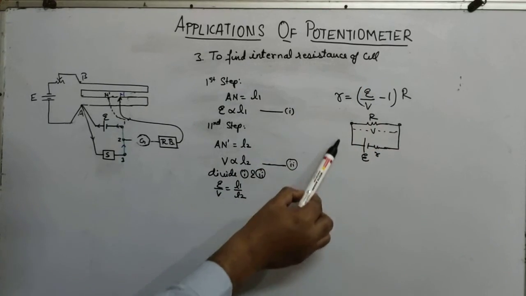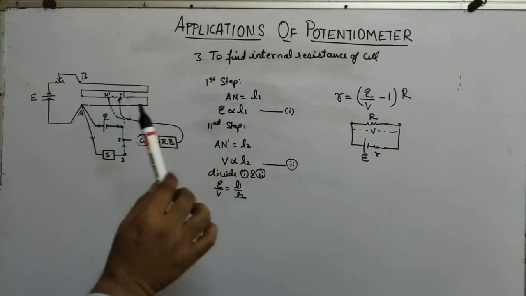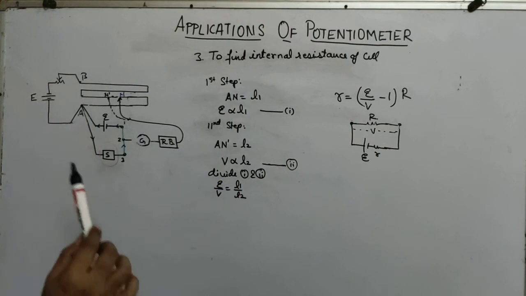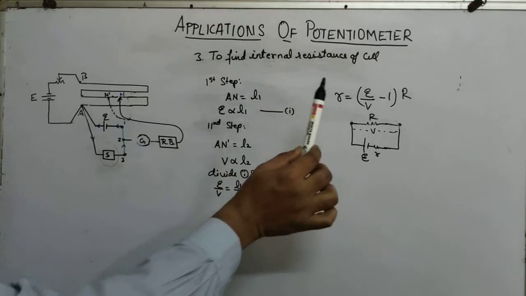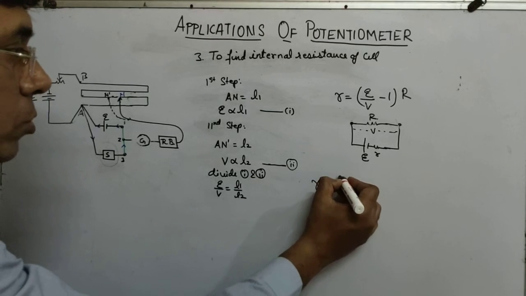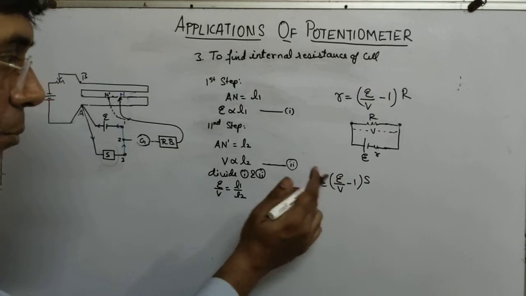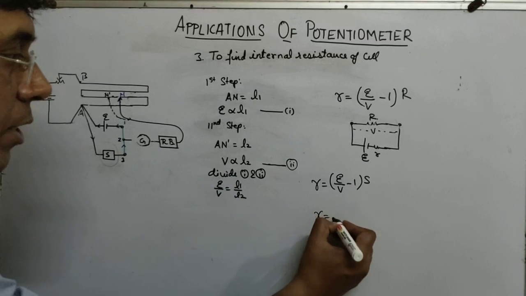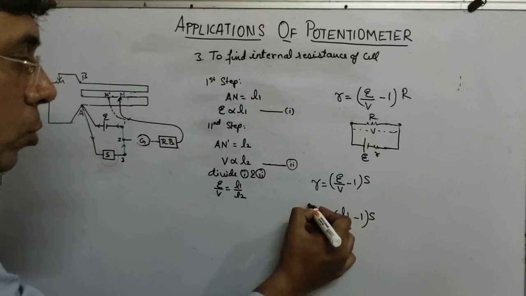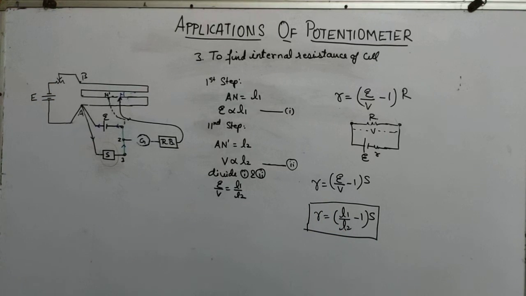Now if you compare this circuit with this one, you'll find it exactly the same. Just instead of an R over here, this external resistance R, we are using an external resistance S. That is the only difference. Now if I use the same formula for this circuit, I can write the internal resistance r equals (E upon V minus 1) into S, and E upon V is nothing but L1 upon L2. So I can write small r equals (L1 upon L2 minus 1) into S. So by this we can calculate the internal resistance of the cell.